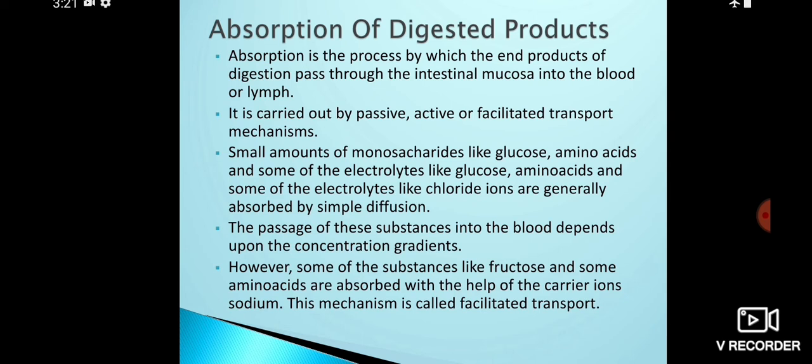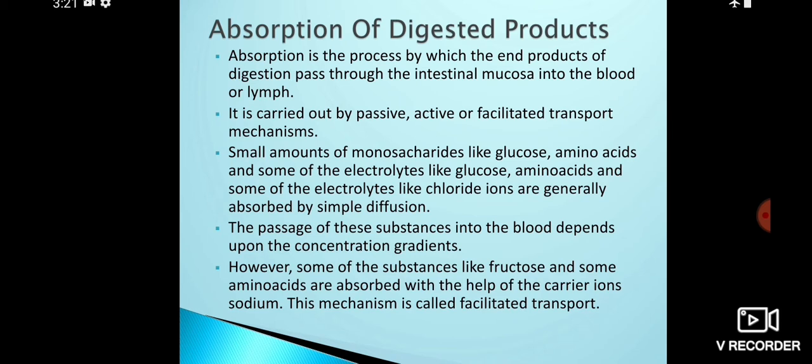One is active, also called the facilitated mechanism, and the second one is the passive mechanism. Here the facilitated mechanism means that to absorb the food substances, it is going to take the help of carrier ions. What is the carrier ion which is going to help with the absorption of the food substances? It is called sodium.